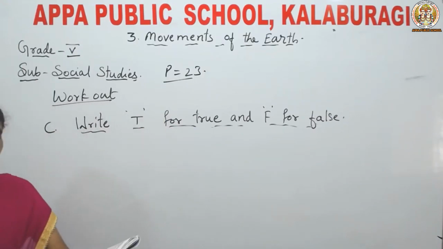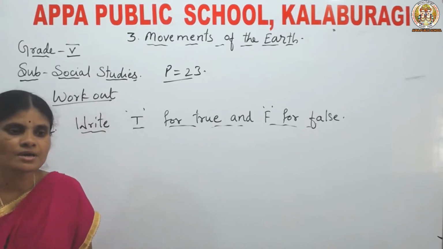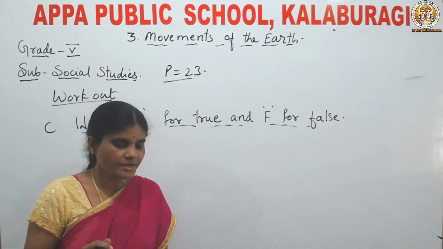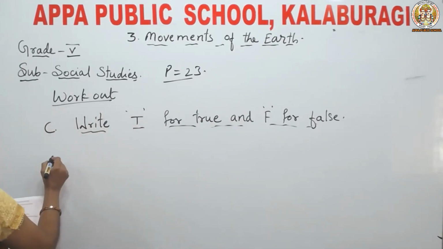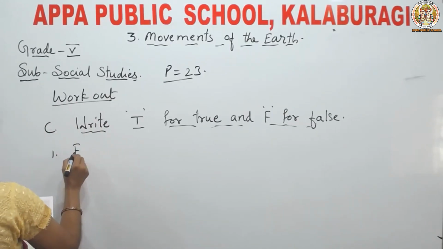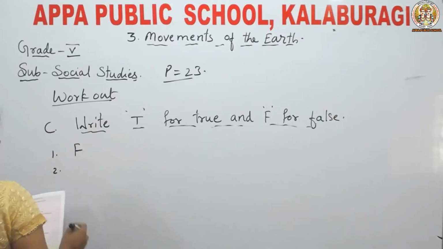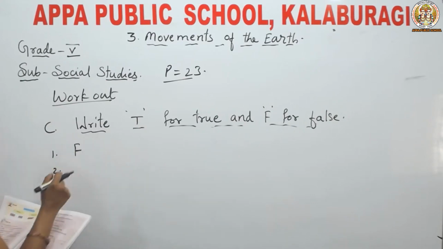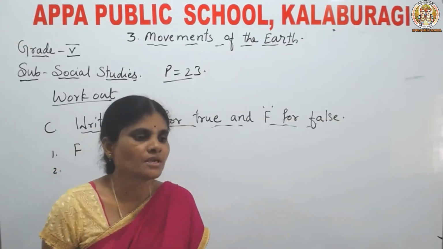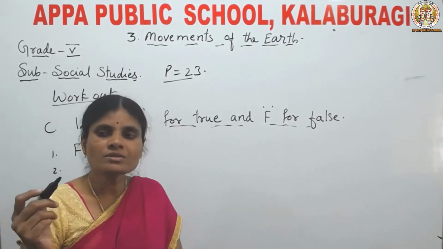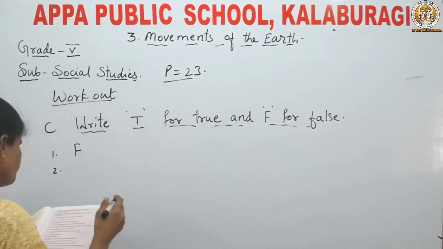Okay, now say first one. The equinox occurs on 23rd December. This is false. Second one. The earth rotates and revolves at the same time. What I told you: while revolving around the sun, the earth rotates on its own axis. Isn't it? That is true.